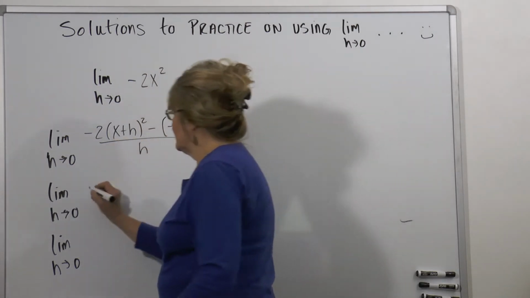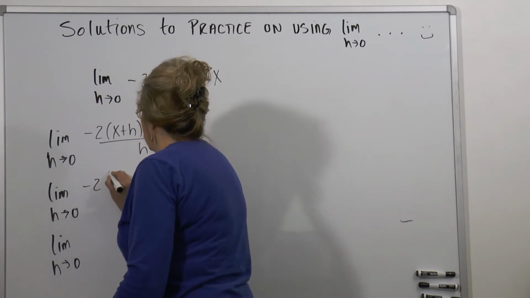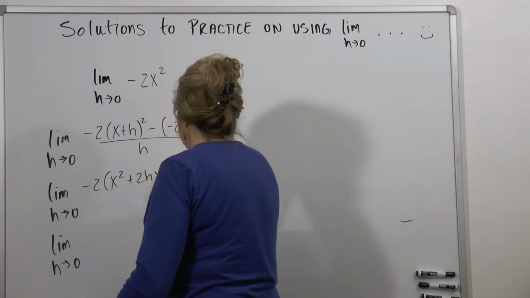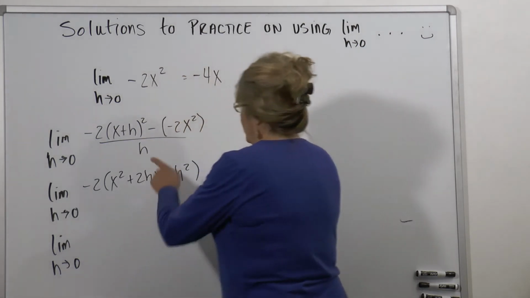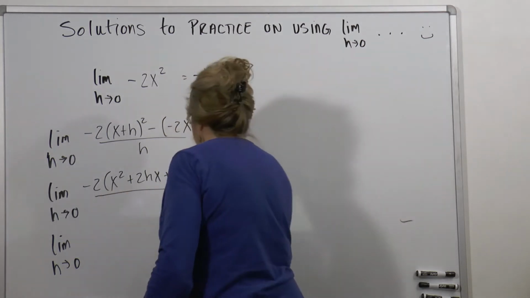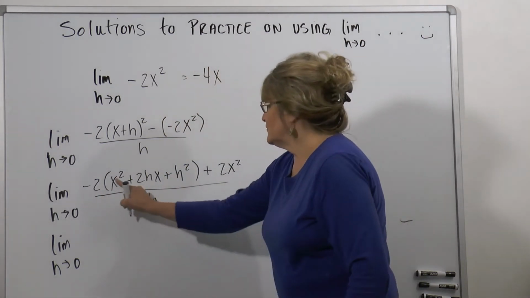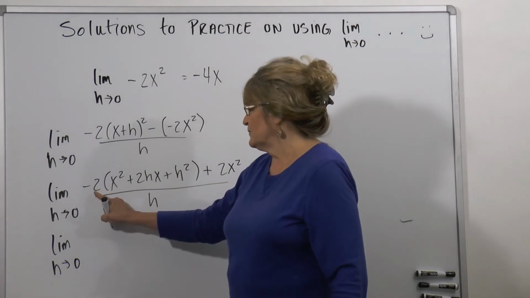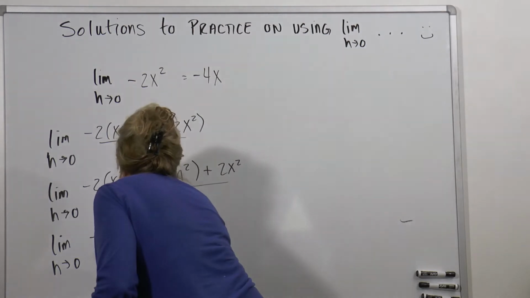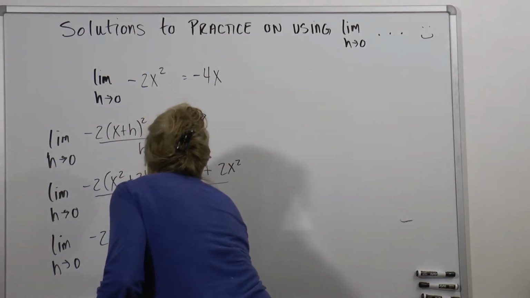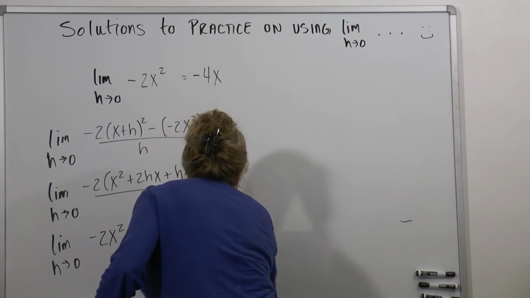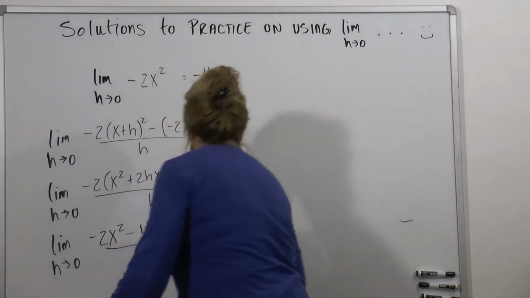Over here, again, I'm going to FOIL first. And I already know that's going to be x squared plus 2hx plus h squared. Minus a minus is going to give me a plus 2x squared, whole thing over h. Now distribute your negatives. Remember, you're not just distributing 2, you're distributing negative 2. So negative 2x squared minus 4hx minus 2h squared plus 2x squared, whole thing over h.